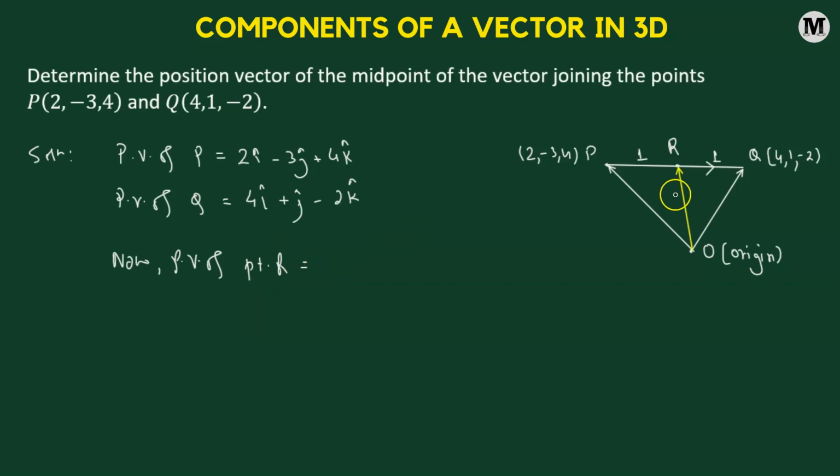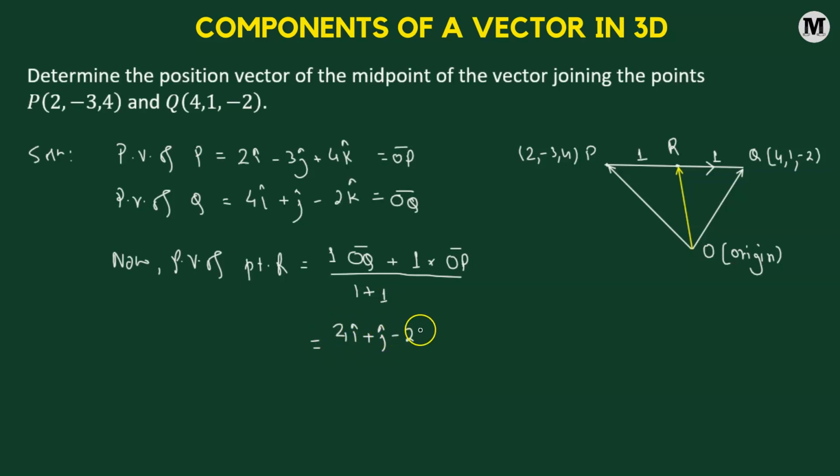That's defined by using the internal section formula. We have 1 multiplied to OQ vector. So here OQ is going to be the position vector of point Q, added to 1 multiplied to the position vector of point P. So that will be OP vector, divided by 1 plus 1. Now let's use the values. The OQ vector, that's going to be 4i cap plus j cap minus 2k cap, added to OP vector, so that's 2i cap minus 3j cap plus 4k cap, whole divided by 2.